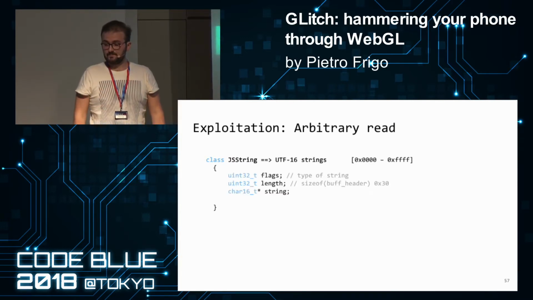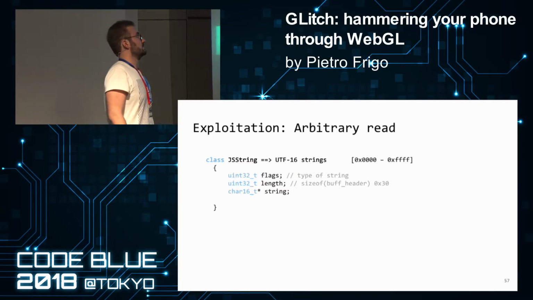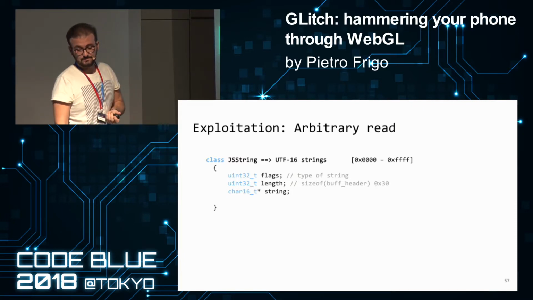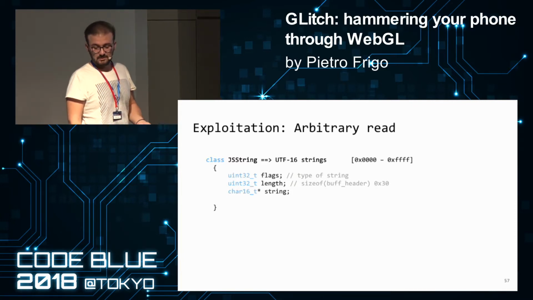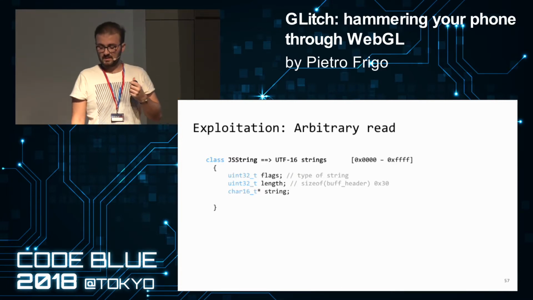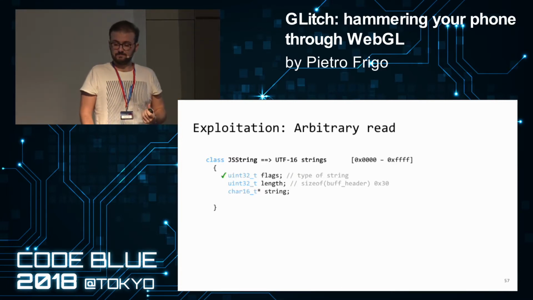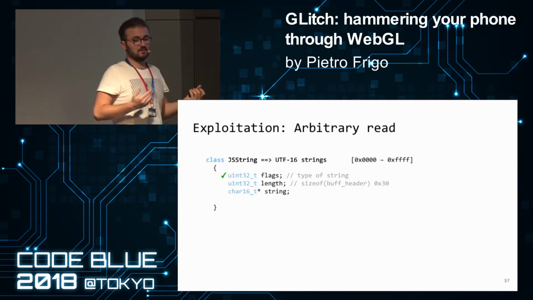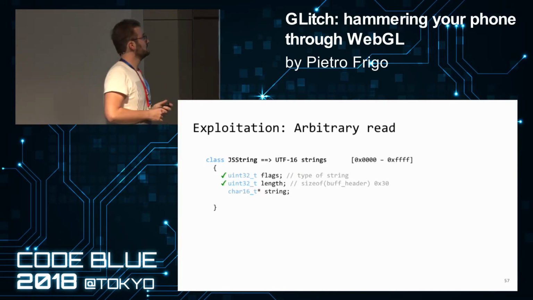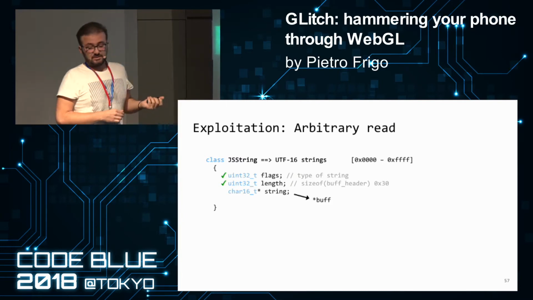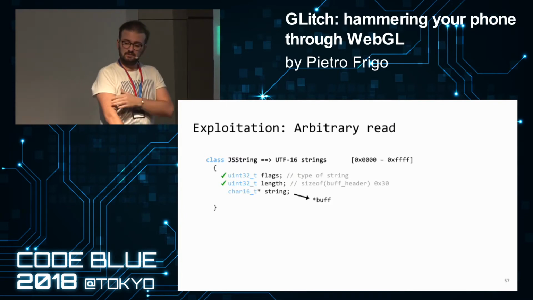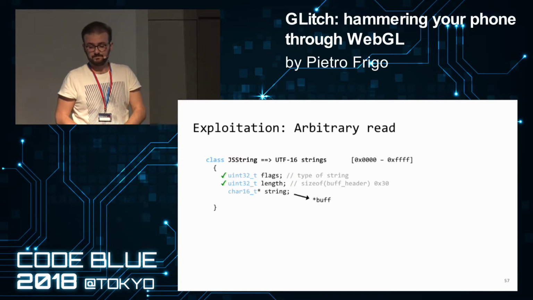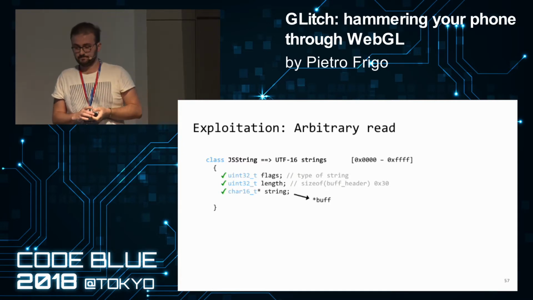And the way this class looks like is you have a flag, so it tells you what type of string you have. Then a length, which is the size of the string, and then a pointer to the string. The first one is a constant. Every kind of value is just an integer. Same for the length. And the pointer to the string is clearly the pointer to the header of the buffer, which you can leak with your type flipping primitive. As a consequence, you also have that one.